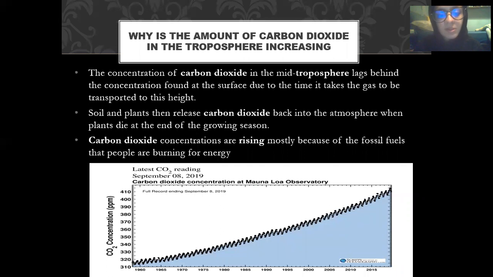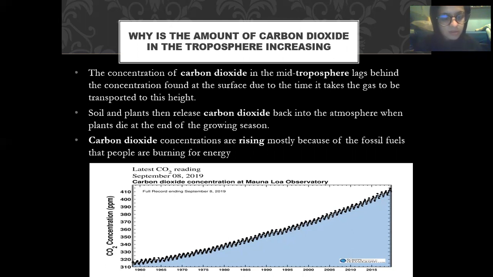Soil and plants then release the carbon dioxide back into the atmosphere when plants die at the end of the growing season. Carbon dioxide concentrations are rising mostly because of the fossil fuels that people are burning for energy, like burning oil and wood, this kind of thing.